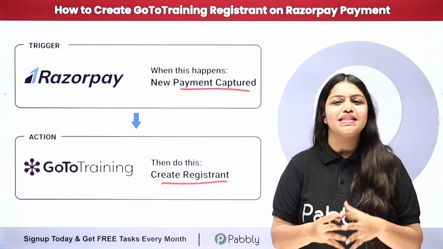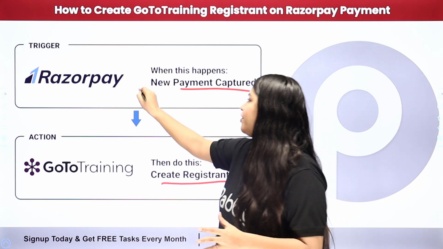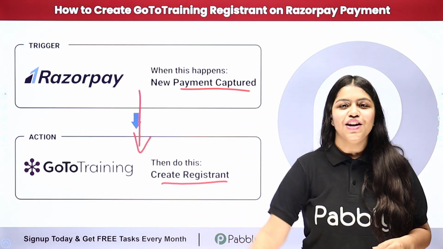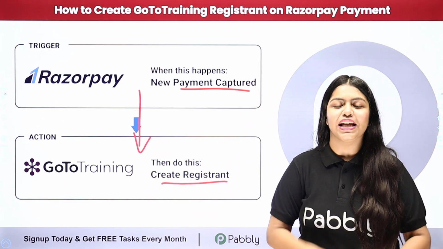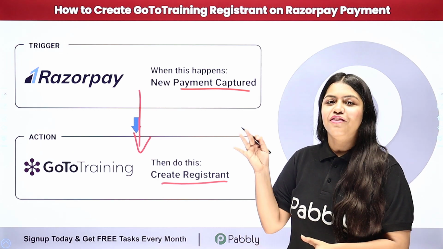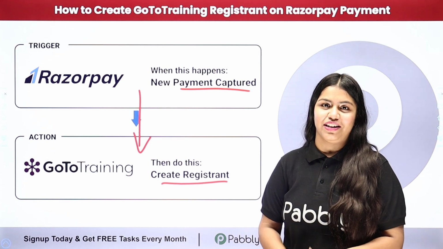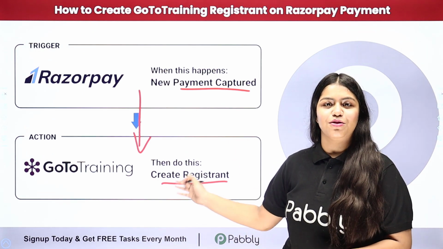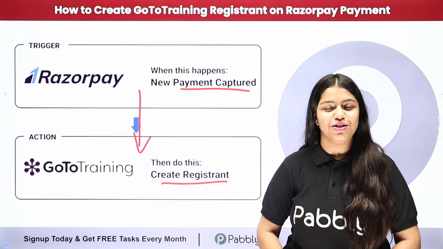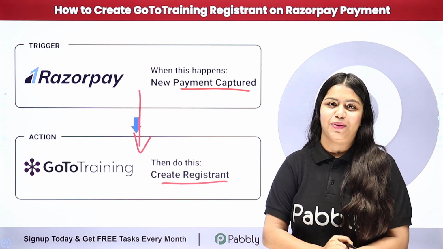So to do this, we are simply going to create a connection between Razorpay and GoToTraining. To create this connection without knowing any programming or coding language, we are going to use Pabbly Connect. It is an amazing automation software. So do you also want to create this automation for your business? Then for that you have to come with me towards my screen.